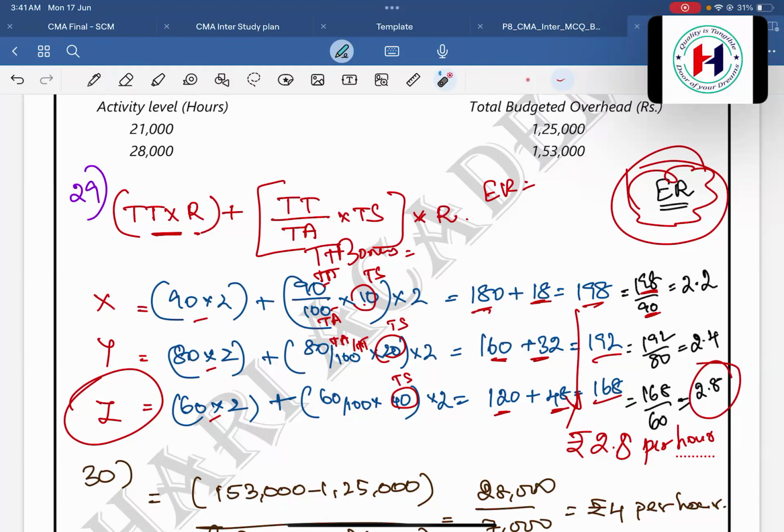So total earnings is 198 divided by 90. Now 192 divided by 80. 168 divided by 60 is 2.8. So higher is Z. So here the answer is, they may give you an option like this.